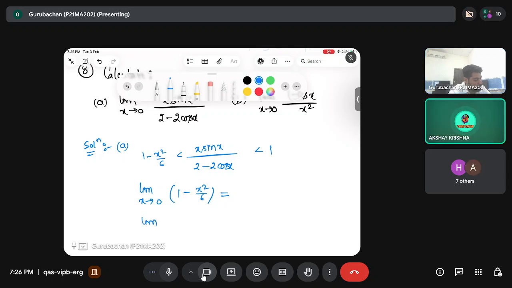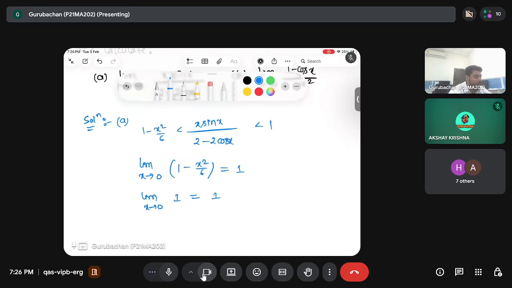Sir, so how did we reach 1 minus h square by 6? Good question. There is an expression called Taylor series. Are you aware about it? Don't remember it, sir.